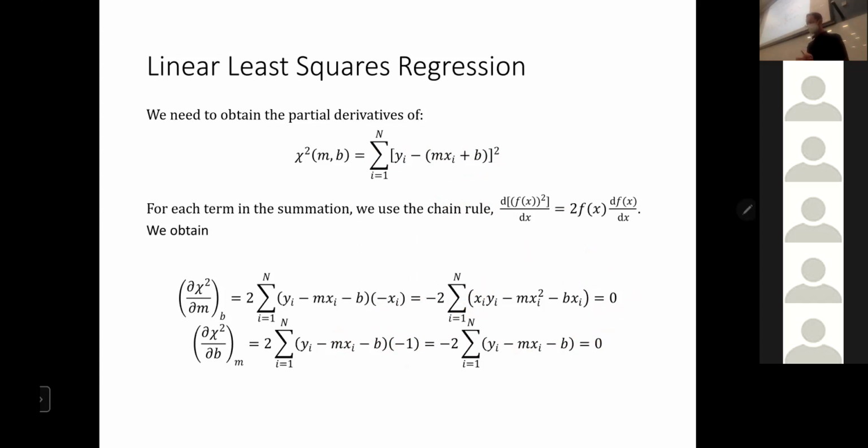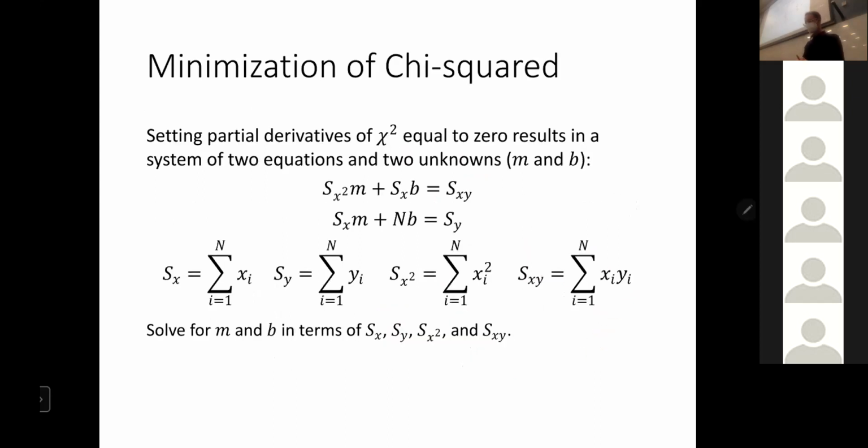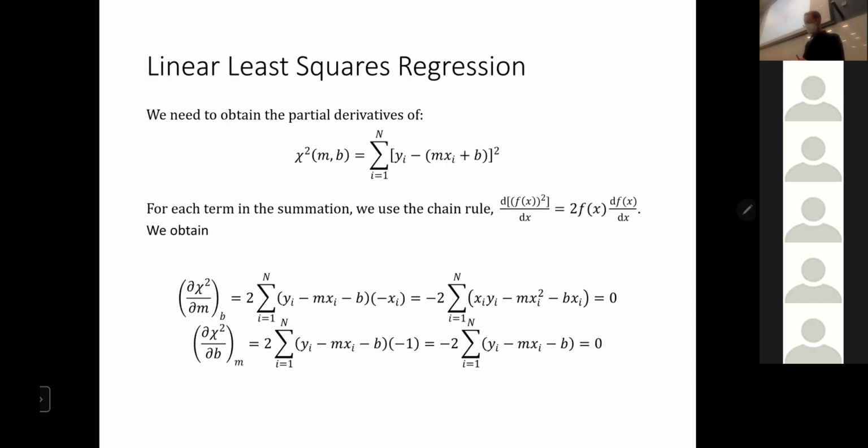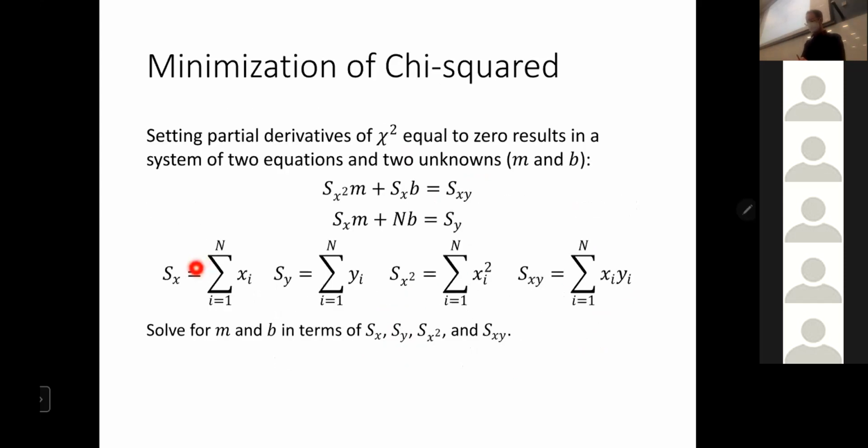We can write this in a simpler form if we make some substitutions. Sx equals the sum of all of the x data points. Sy equals the sum over all of the y data points. Sx squared is the sum over all of the x data points squared. And Sxy is the sum of each x data point multiplied with its respective y data point. Then we can write these expressions without these pesky summation signs, because the summations are included in these variables.